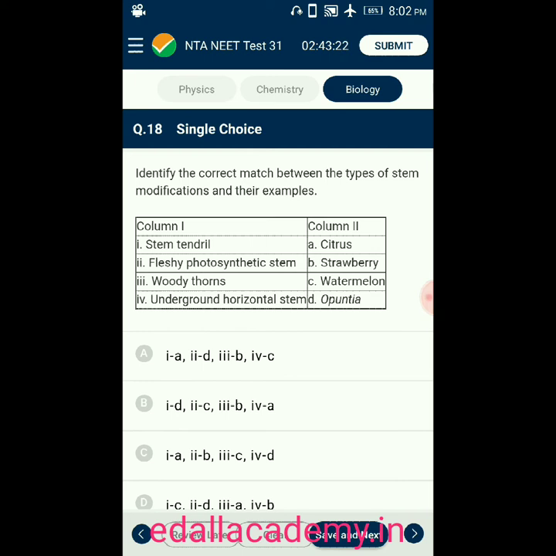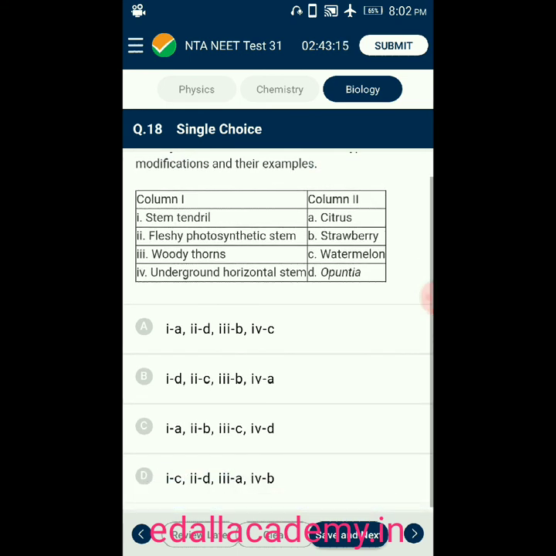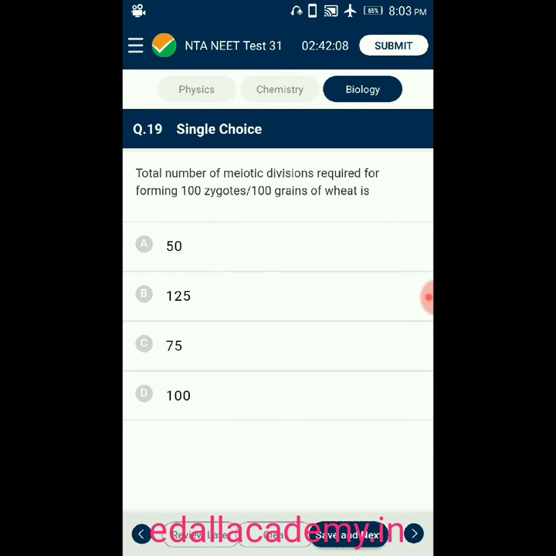Horizontal stems are seen in plants like strawberry, which help them propagate vegetatively. So the answer for this question is option D, stem tendril. Question number 19. Meiotic division required for forming 100 zygotes or 100 grains of wheat is.